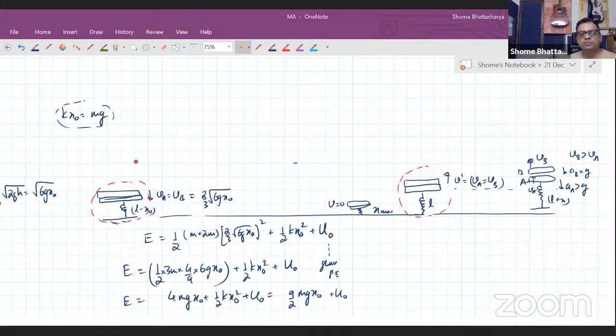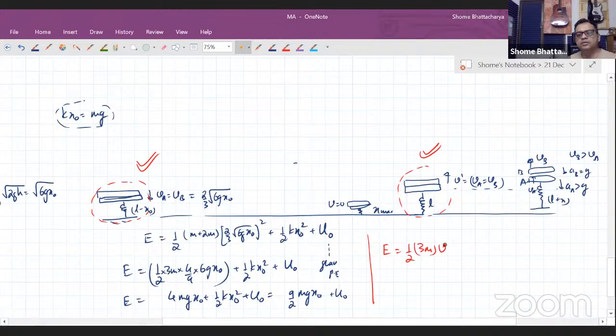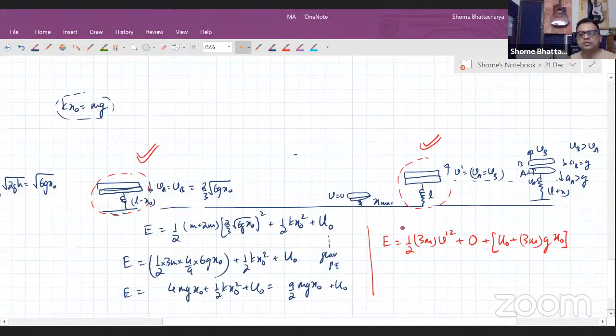Okay. So now you compare this picture with this picture. Here in comparison, the kinetic energy of the system is half 3m V prime square. The elastic potential energy of the spring is 0. And the gravitational potential energy is u naught plus 3m g into how much it has climbed compared to this. Here there was a compression of x naught, here it is at natural length, so just x naught. Okay. So now equate this energy with this energy.